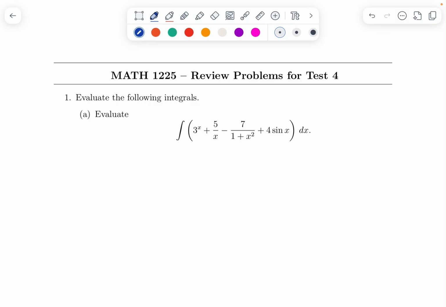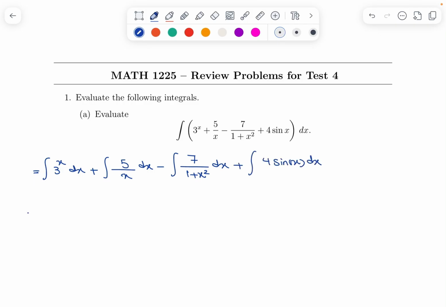We are going to evaluate the following integrals. In this problem, we will review basic antiderivative techniques. Before integrating, notice that each term can be integrated separately. Therefore, for part A, we will have the indefinite integral of 3^x dx plus the integral of 5 divided by x dx minus the integral of 7 divided by 1 plus x squared dx plus the integral of 4 times sine of x dx, which would be equal to the integral of 3^x dx.